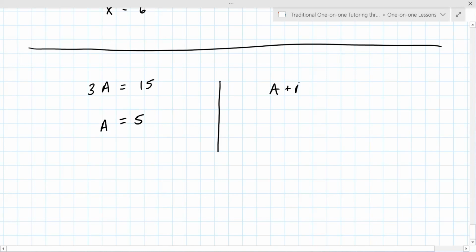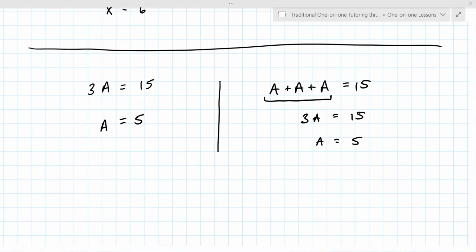I apologize. If 3a equals 15, what does a equal? 5. Very good. What is a plus a plus a equals 15? That right there is 5 plus 5 plus 5. Right, and this becomes 3a. So a is still 5. Good.